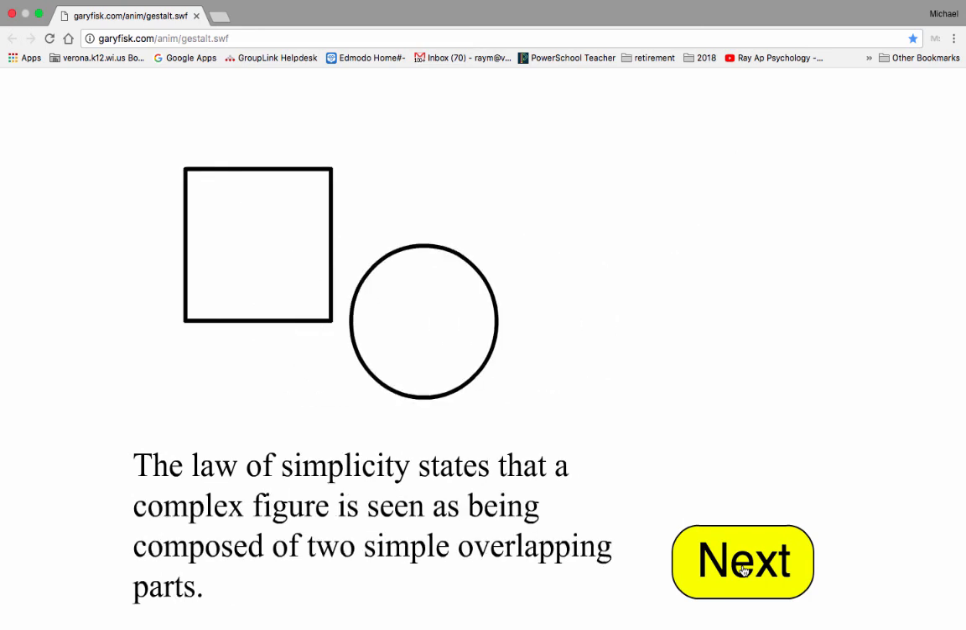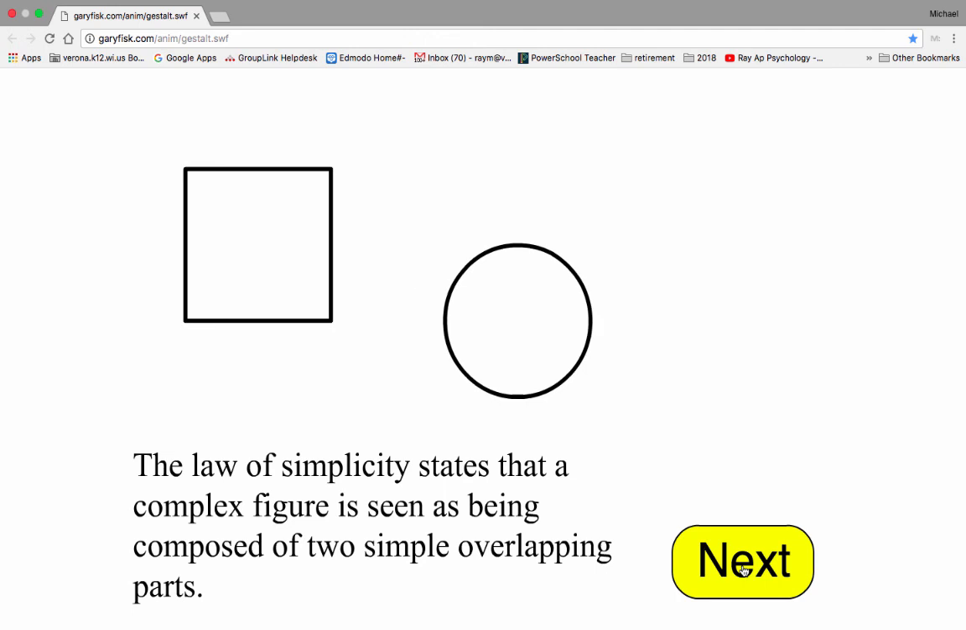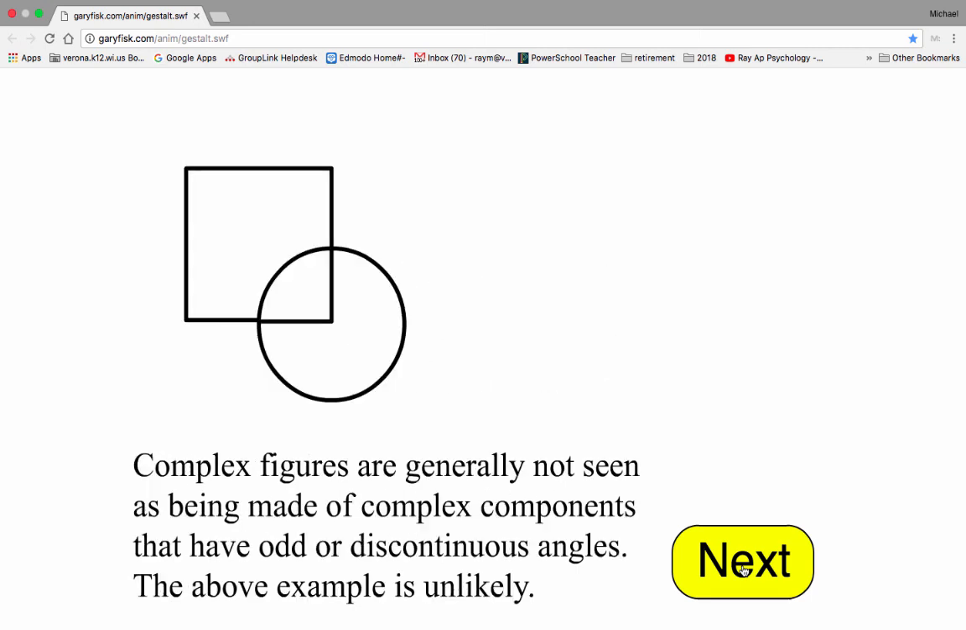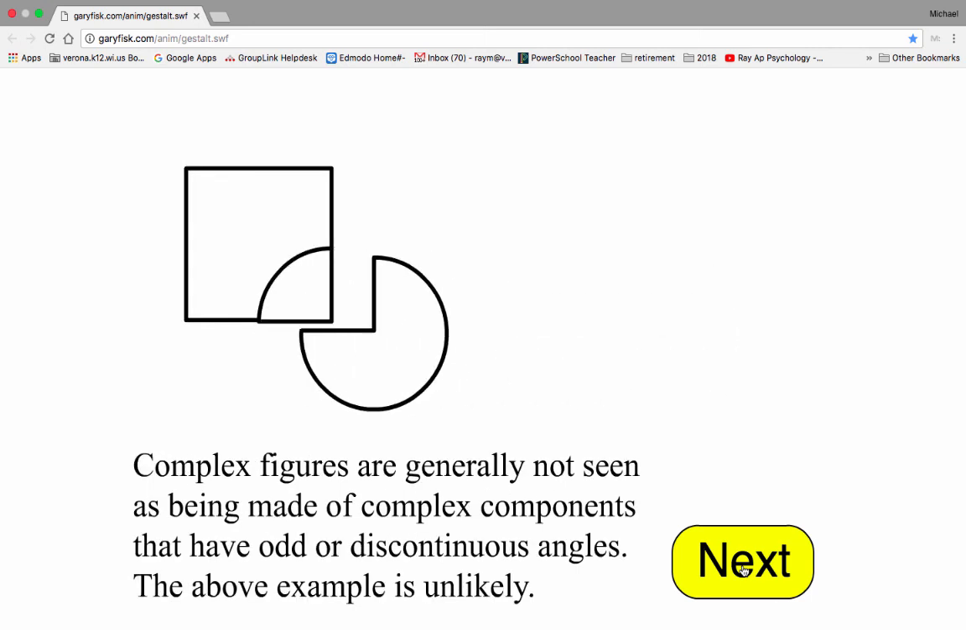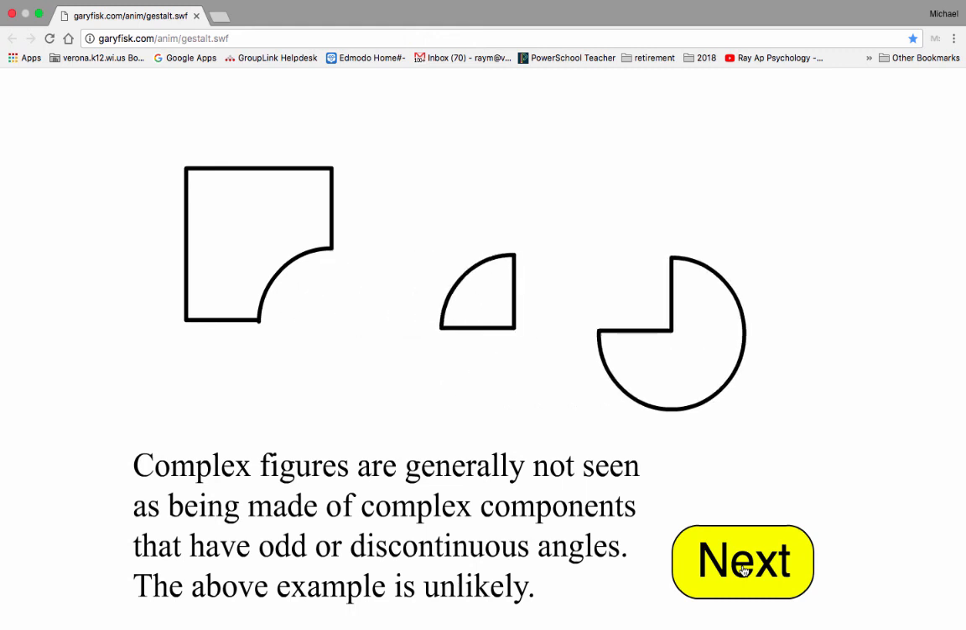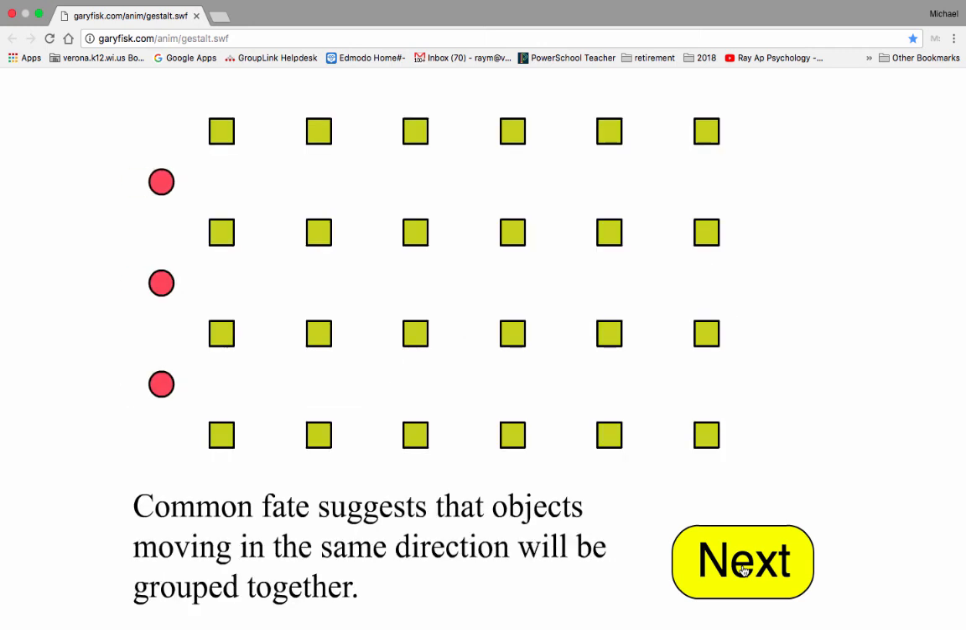And the law of simplicity or the law of pragnanz shows us that we probably see 2 separate images here, a square or a block and a circle, and not something like this, which would be a more complex image. So the law of pragnanz is at work here. Law of simplicity showing that we tend to group things in their simplest fashion.